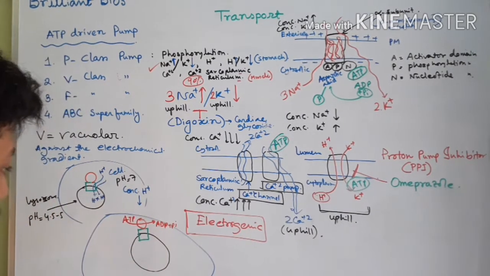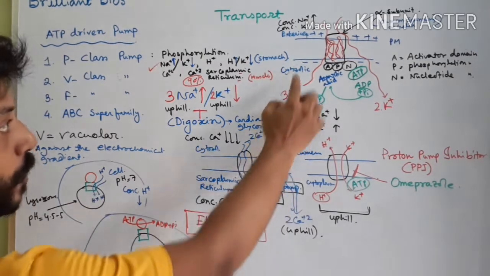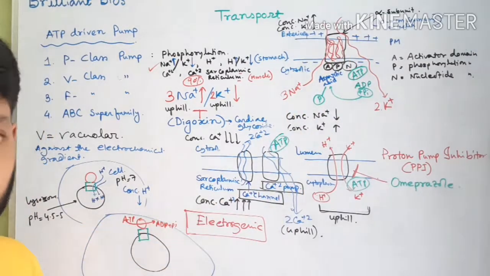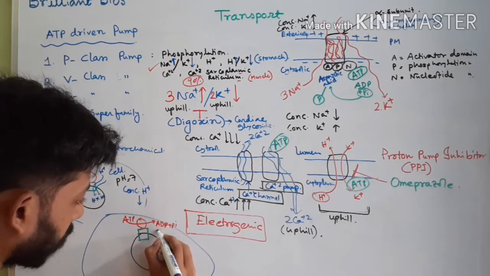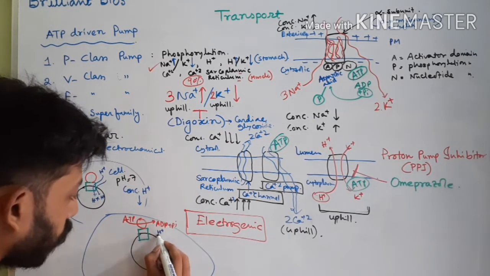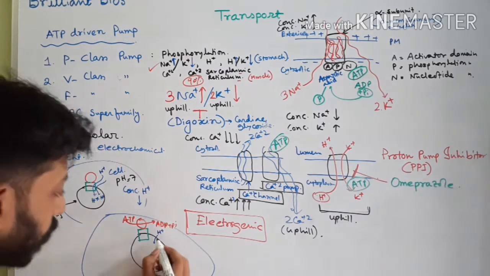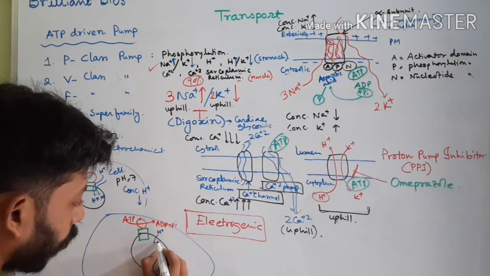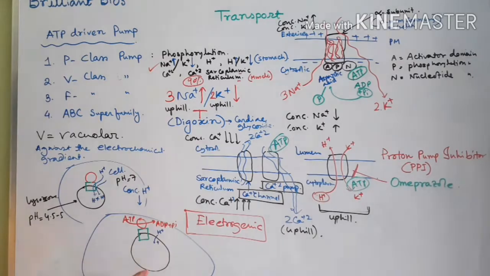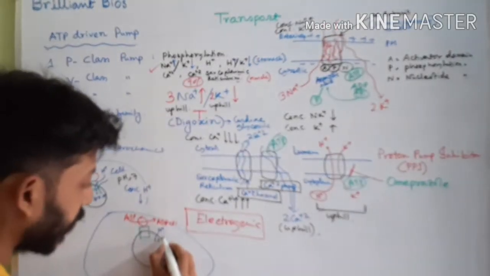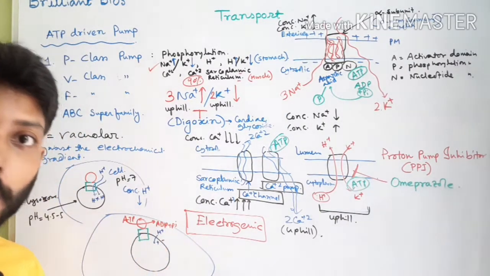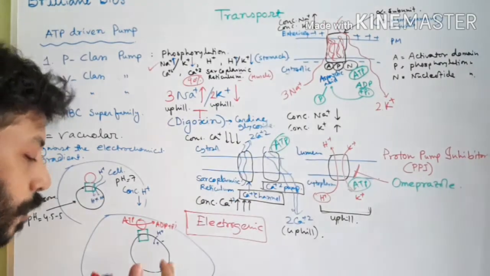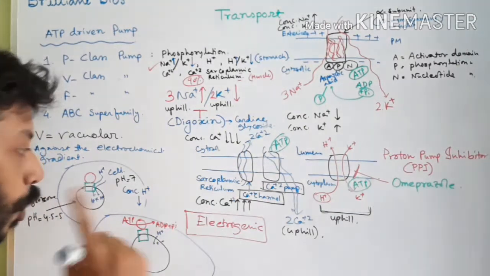So what happens? What is the problem? Why is it called electrogenic? It is called electrogenic because it generates the membrane potential, electricity. But here also some electricity occurs. Why? You can see here that when H plus ions enter into the lysosome, a positive charge occurs here, and simultaneously a negative charge occurs, because you have to understand this: the positive H plus proton actually balances the positive and negative charge. There is always a counterbalance.